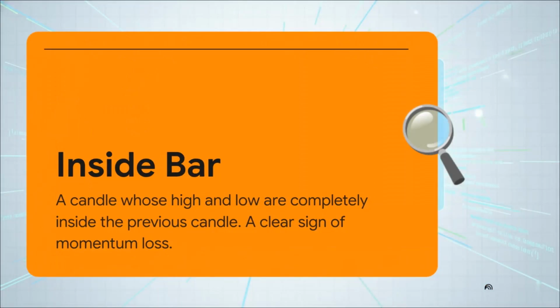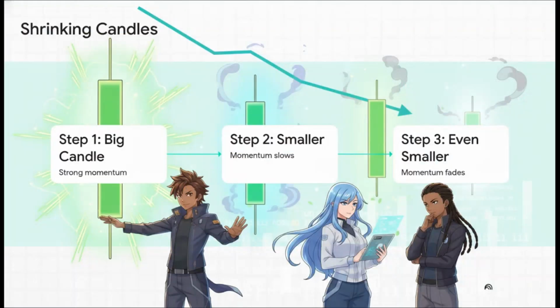The classic sign of a pause is the inside bar. An inside bar is super simple. It's a candle that's completely swallowed up by the one right before it. Its high is lower than the last one, and its low is higher. This is a huge sign of lost momentum because the market couldn't even make a new move up or down. It's just stuck.